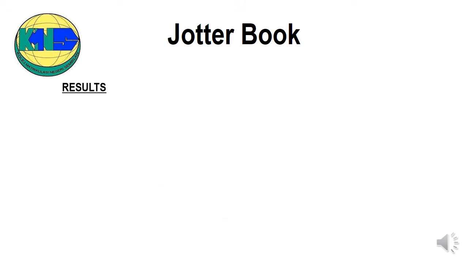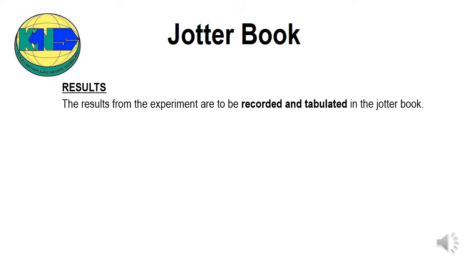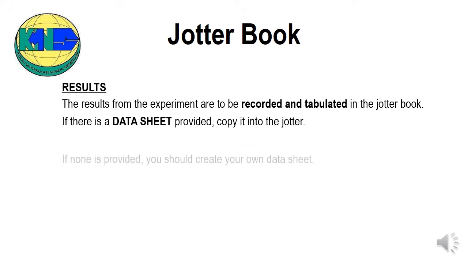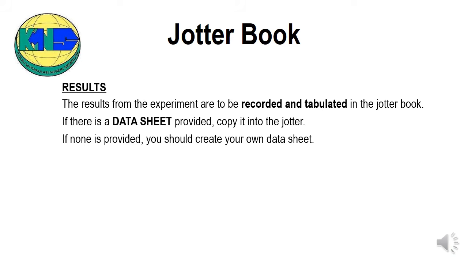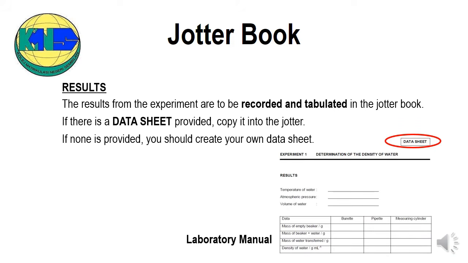Next, results. The results from the experiment are to be recorded and tabulated in the Jotter book. If there is a datasheet provided, students can copy it into the Jotter. If there is none provided, students should create their own datasheet. The example shown is the datasheet provided for one of the experiments.